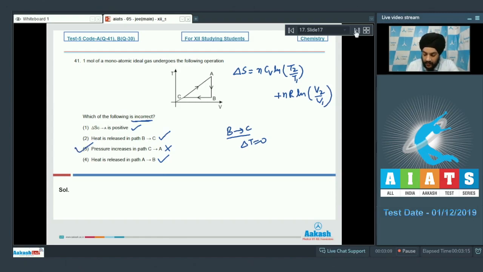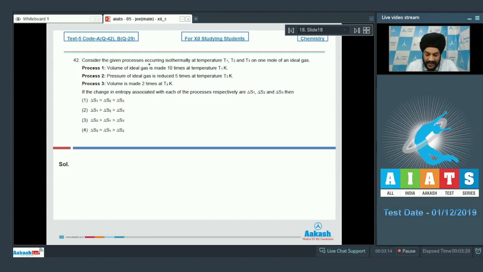Let us look at the next question now. Question number 42. Consider the given processes occurring isothermally at temperatures T1, T2 and T3 on 1 mole of an ideal gas. Process 1 says the volume of the ideal gas is made 10 times at temperature T1 Kelvin. Process 2 says the pressure of the ideal gas is reduced 5 times at temperature T2 Kelvin. And process 3 is the volume is made 2 times at temperature T3 Kelvin. If the changes in entropy associated with each of these processes are delta S1, delta S2 and delta S3 respectively, then, if we talk about the given processes, students, we can clearly see that in all of these the volumes are changing.